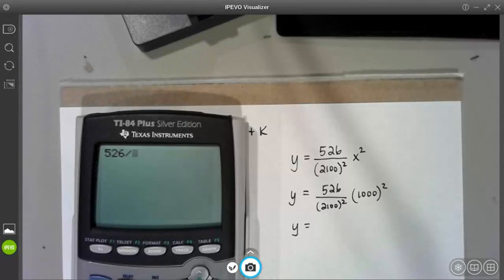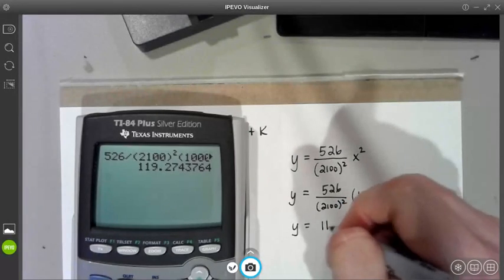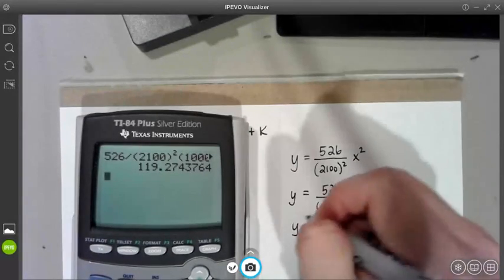526 divided by 2,100 squared, and then we are timesing it by 1,000 squared. Hit enter, and it's about 119.27 feet, I believe we are being measured in, from the center of that road, or the bridge, I should say. So y equals 119.27 feet from the center of the bridge.